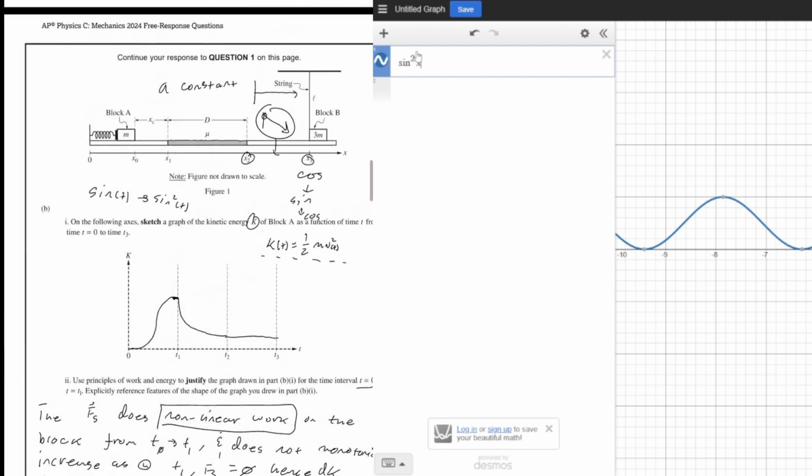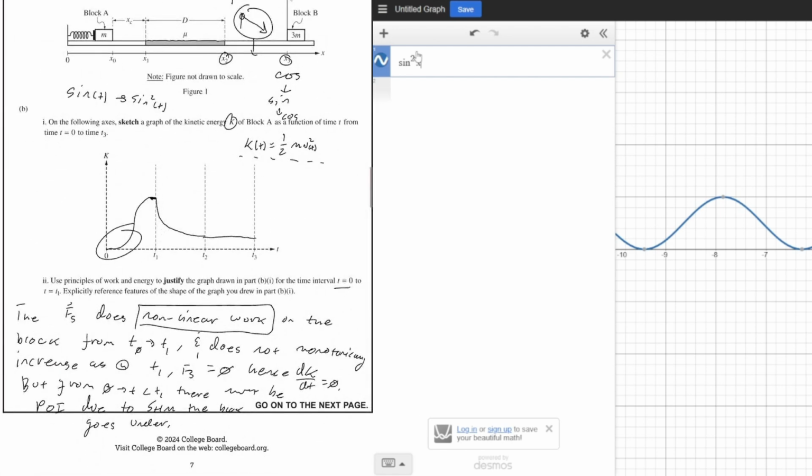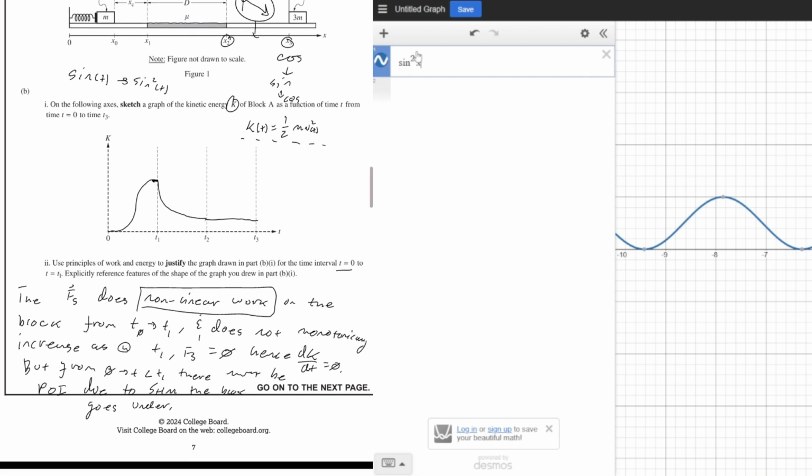But they also want you to explain this part because at some point the spring force is going to be at a maximum, or well, yeah, the velocity is going to be at a maximum because the spring force is going to start decreasing because it's really compressed here, less compressed here, but it's going to start decreasing, right?